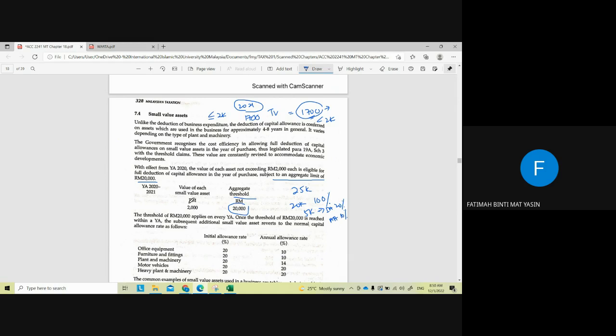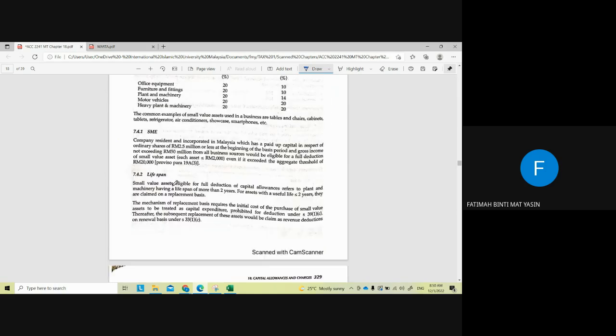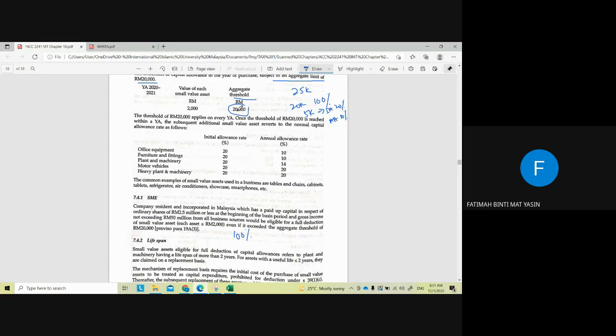Okay, the next one, 7.4.1, small medium enterprise. This applies to small medium enterprises only. If a small medium enterprise incurs expenses, meaning they purchase small value assets, and the value exceeds 20,000, they can still claim 100% for those small value assets. This means the aggregate threshold of 20,000 ringgit does not apply to SMEs.